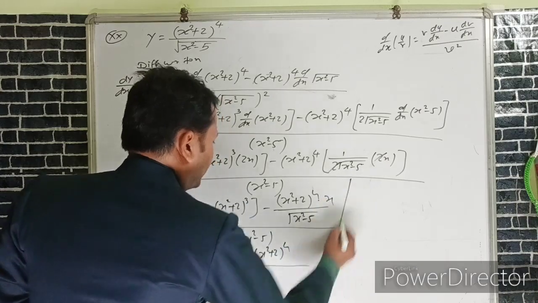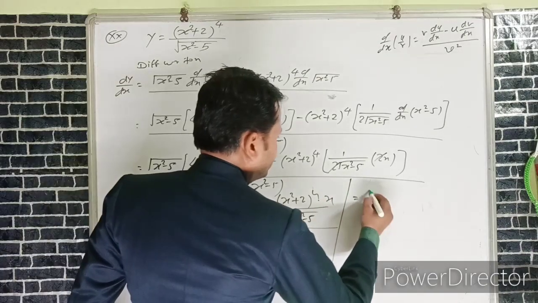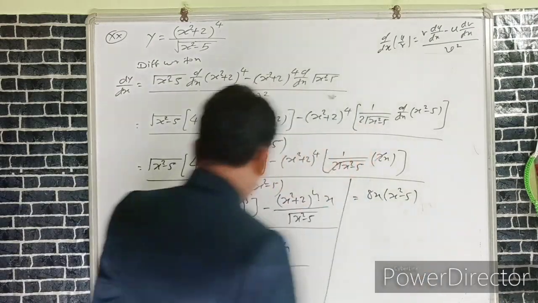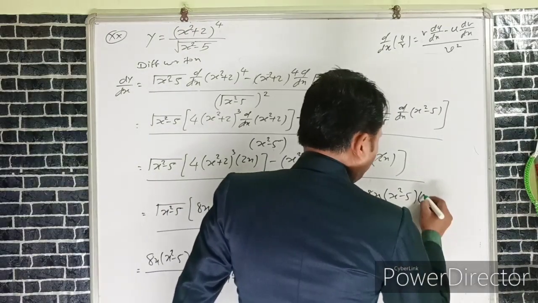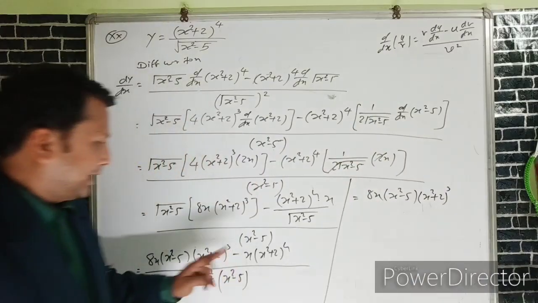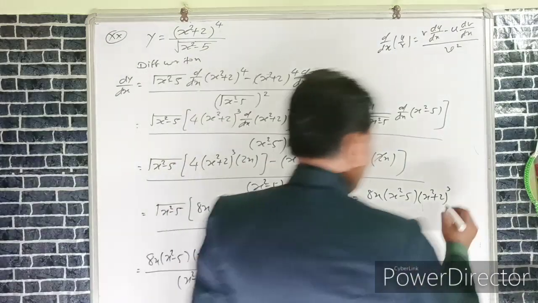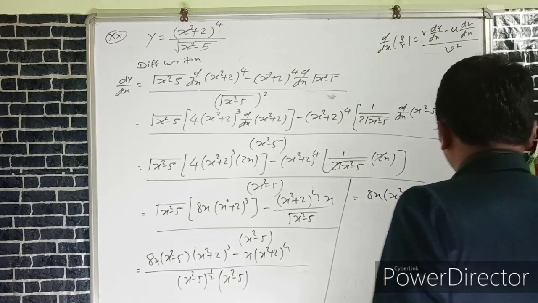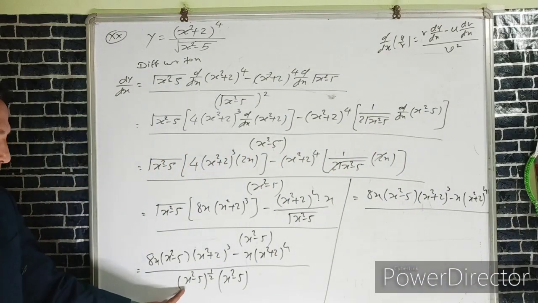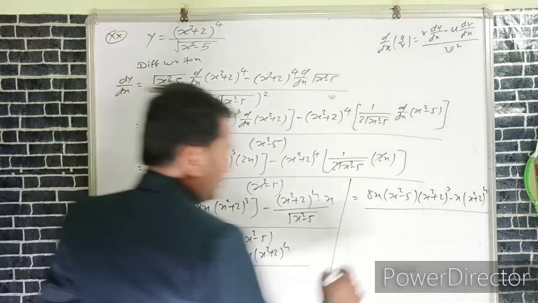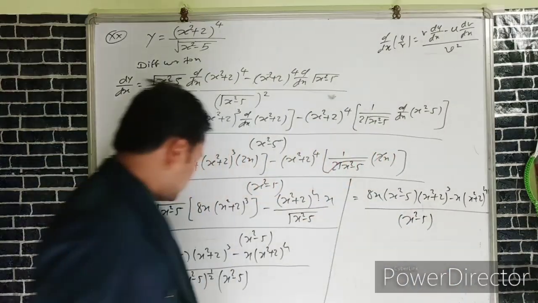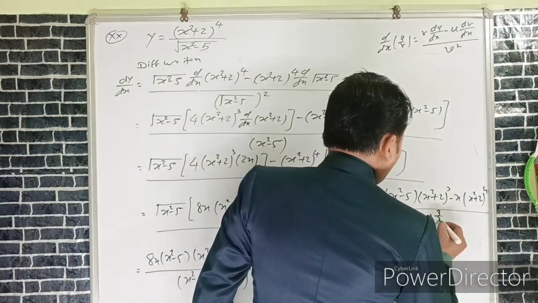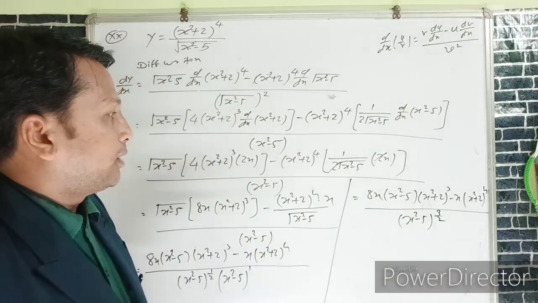After that, we can write it 8x as it is into (x² − 5) into (x² + 2)³, minus x into (x² + 2)⁴ upon (x² − 5). If the bases are equal, then by the rules of indices, (x² − 5) raised to the power 1/2 + 1, which is 3/2, is the required derivative of y, dy upon dx.